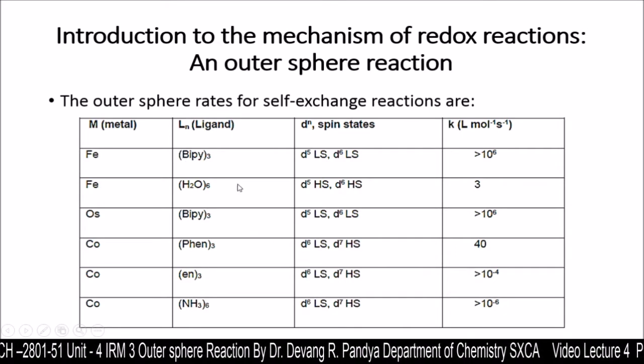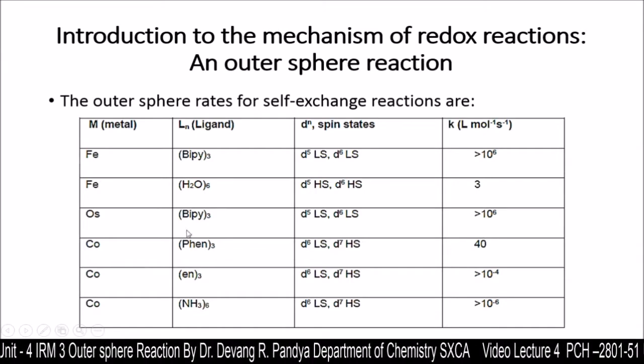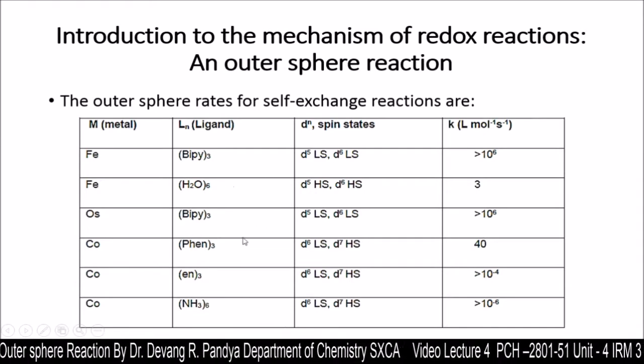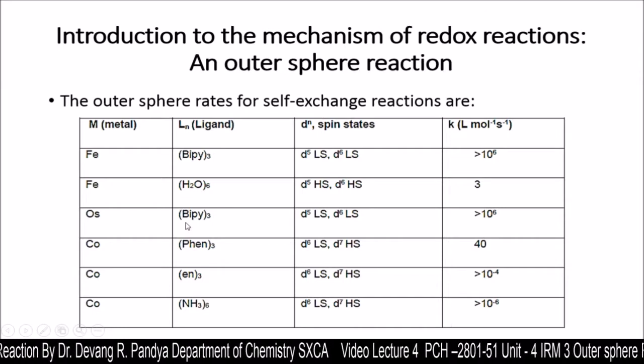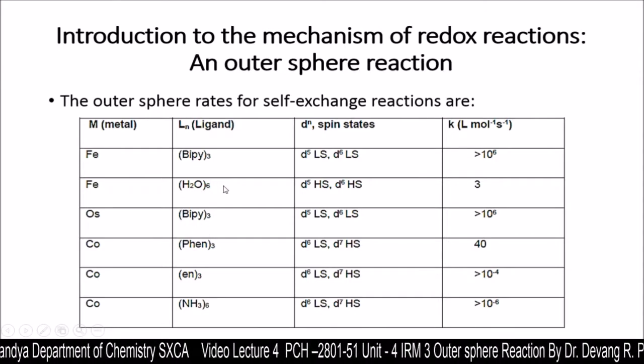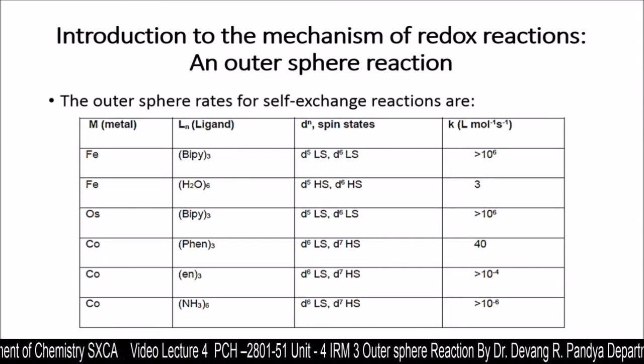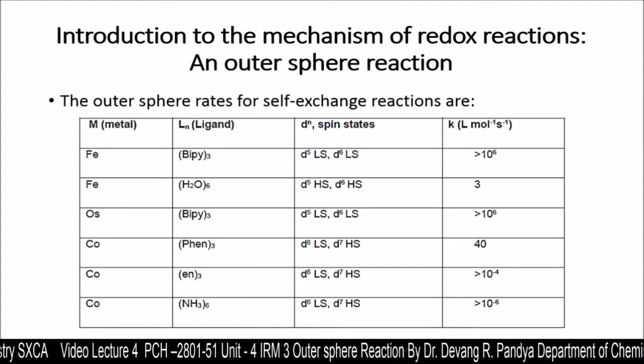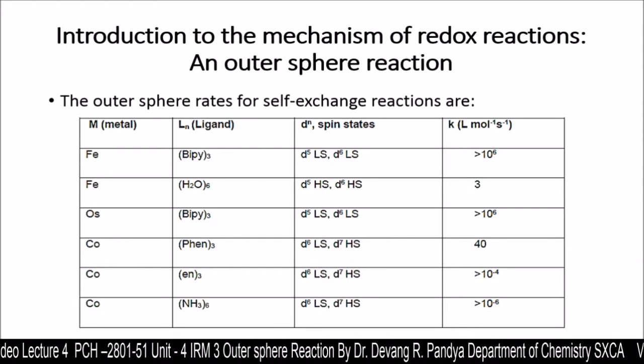That way you can compare the rate of reaction of these d5, d6, d7 complexes, high spin or low spin, with the different ligands associated with them, and there are certain parameters which are going to affect the self-exchange electron transfer reaction mechanism as well.